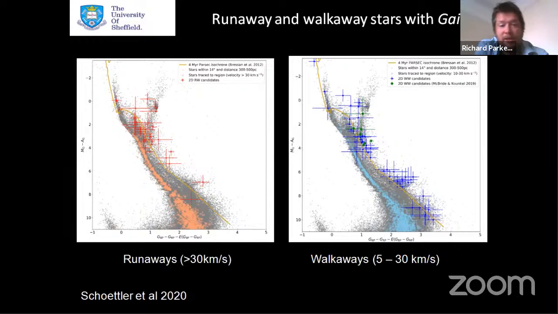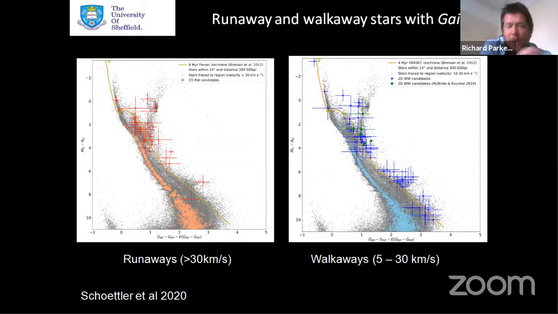The plot on the left-hand side is showing candidate runaway stars, and the plot on the right is showing walkaway stars. We've been able to see runaway stars from star-forming regions for a long time. Due to their very high velocities, they show up in proper motion surveys taken over a time span of a decade or so. But the walkaway stars, because they're moving more slowly, are much more difficult to pinpoint.